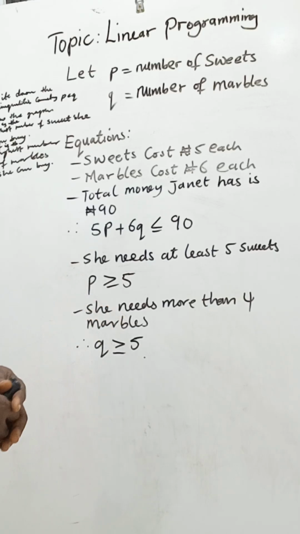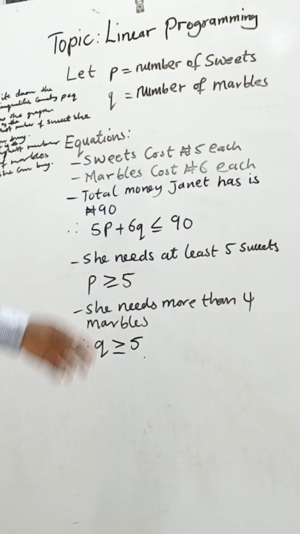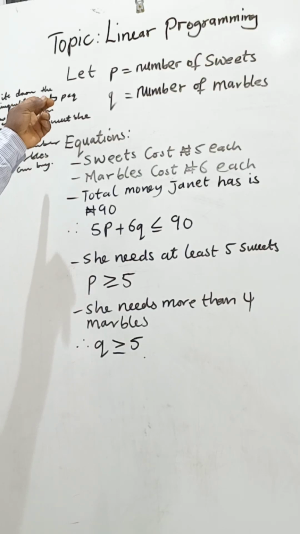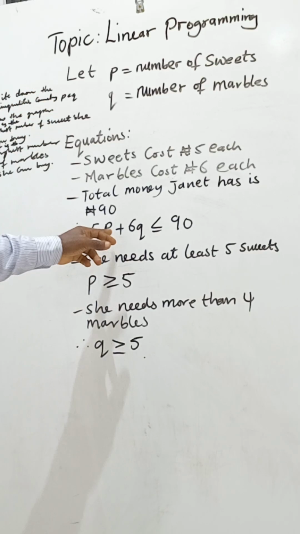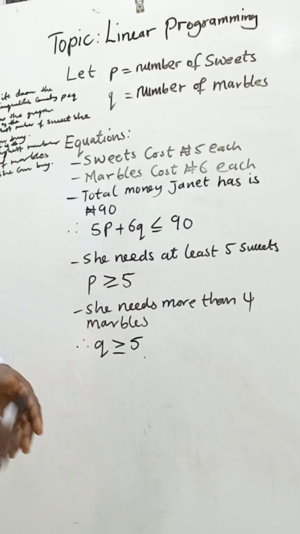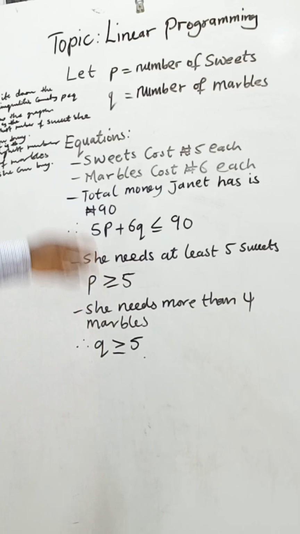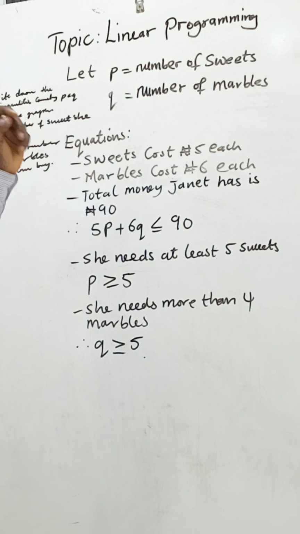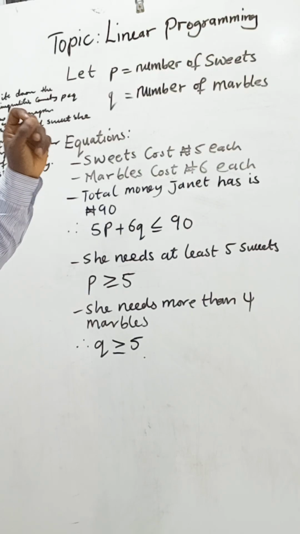So what we are going to do, the question says we should write down the 3 inequalities connecting p and q. These are the 3 inequality equations. Then it also says we should draw the graph. Then it says what is the highest number of sweets she can buy. We should look for the highest number of sweets that Janet can buy. We should also look for the highest number of marbles that Janet can buy.